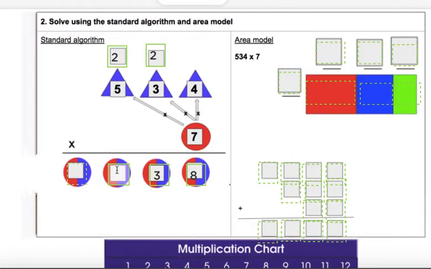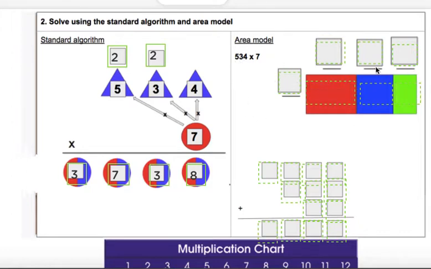What's 5 times 7? Good. 35. Is my answer just going to be 35 though, guys? No. Remember, we have 2 more on top. 35 plus 2 more. Good job. 37. So 534 times 7 is 3,738. Let's go ahead and do the same problem using our area model.